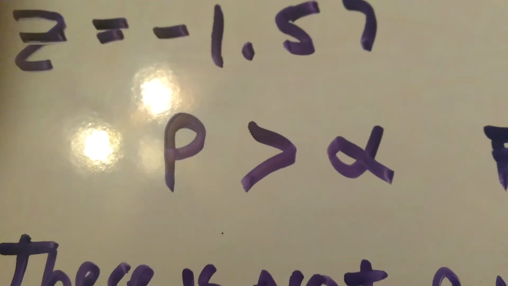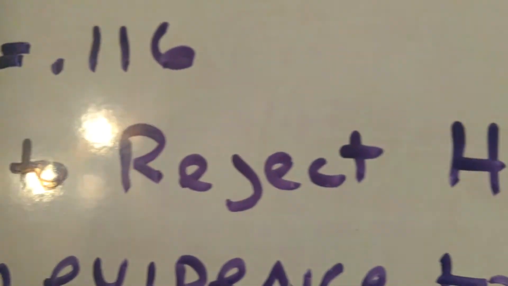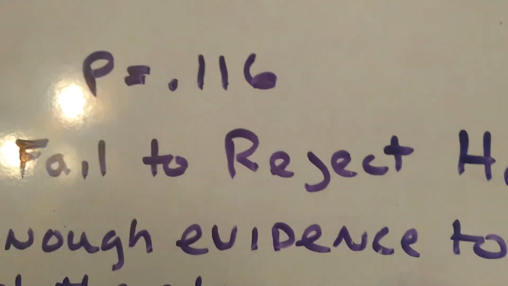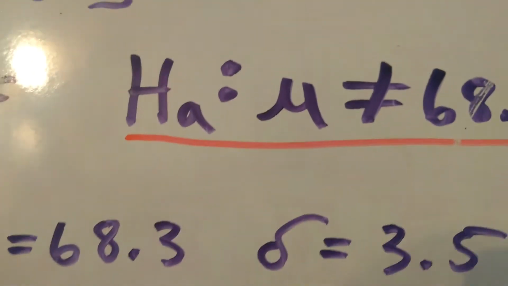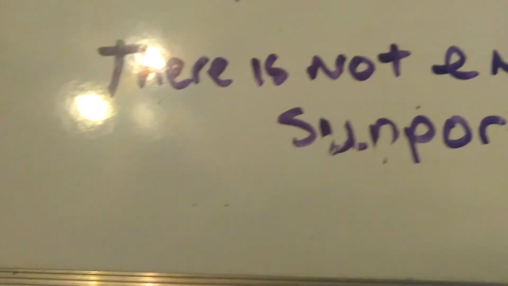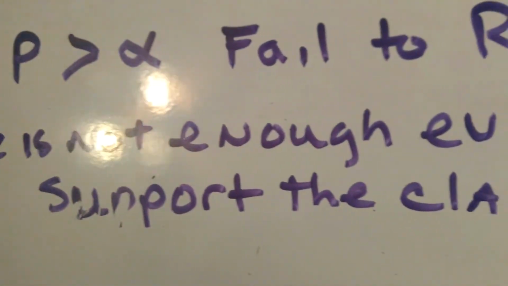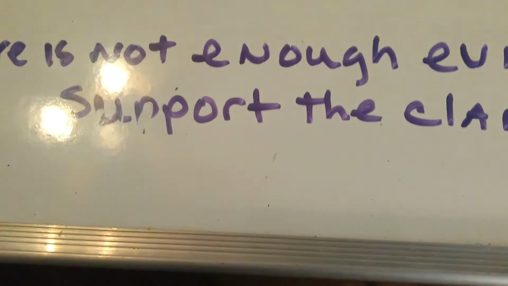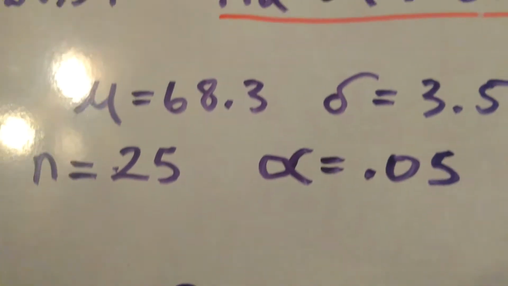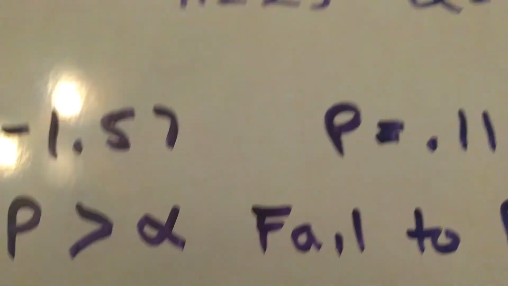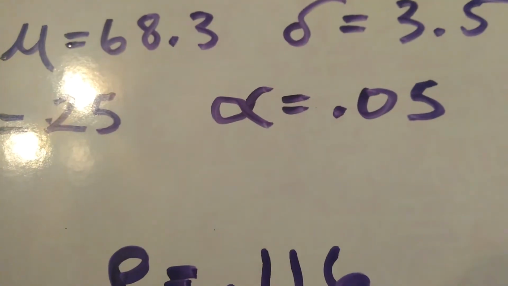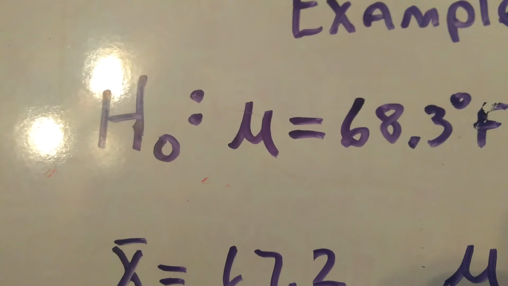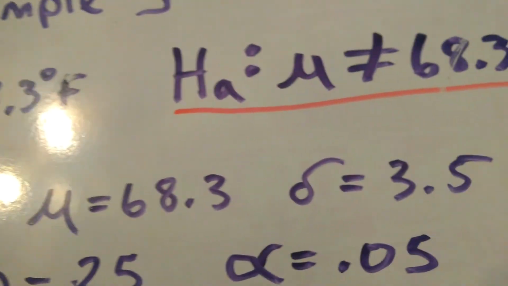Anytime P is greater than alpha, we fail to reject H0. By failing to reject H0, we are not accepting the alternative. So our interpretation here is there is not enough evidence to support the claim, because there's not enough evidence to support the alternative hypothesis. Had P been less than 0.05, we would have rejected the H0, and the H0 says that it's equal to 68.3, which means we would have supported the claim.